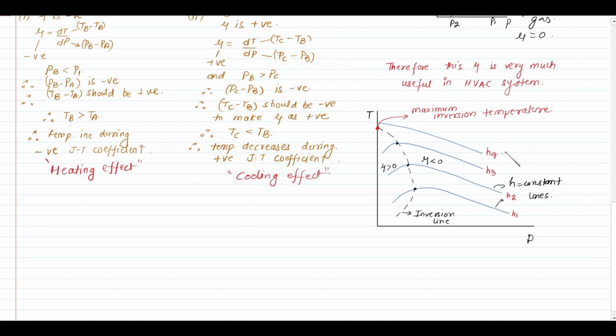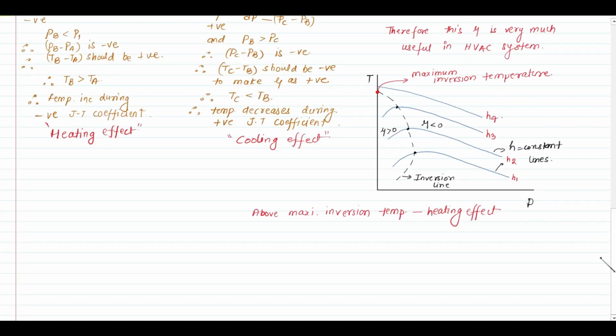We noticed in the diagram that above the maximum inversion temperature, there is only a heating effect we are getting after throttling of any gas. This is a thumb rule. Above the maximum inversion temperature, we will only get the heating effect of the gas. So let us examine more with this maximum inversion temperature.